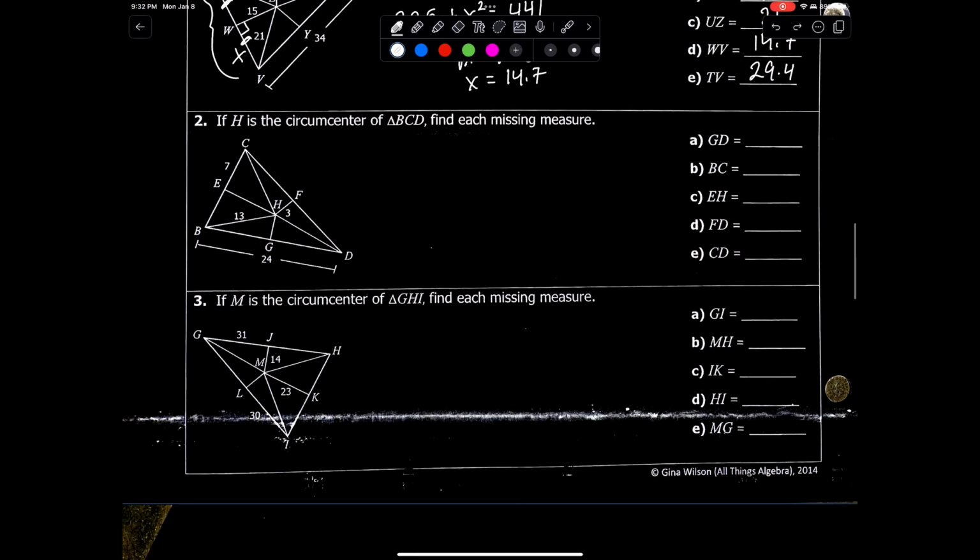Number 2, we have the circumcenter again. H is the circumcenter, and we want to find all of these missing sides. So let's take a look. GD, that's right here. Well, H is a circumcenter, which means that if you have a segment coming out of the circumcenter and it touches the side of the triangle, it is a perpendicular bisector, which means this whole side is being cut in half. So if you have GD, well, GD is half of the whole length BD.